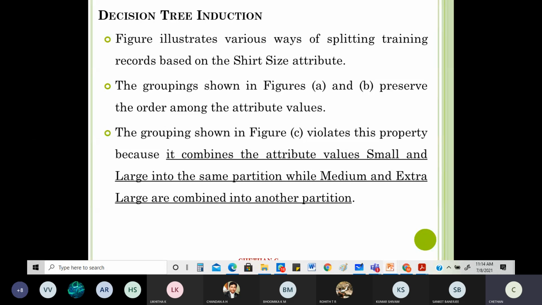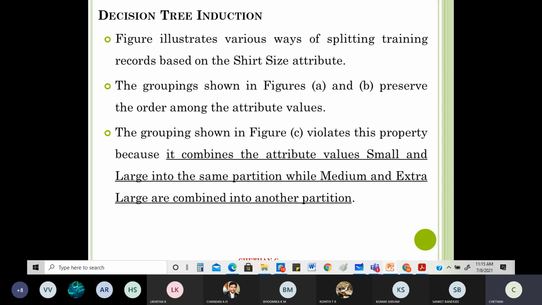But if we go to the last one, the third one, what I was talking about, it combines the attribute values of small and large into the same partition, while medium and extra large are put into another partition. This is with regard to violating the order property of attributes. Okay, so you saw three things now: binary, ordinal, nominal.